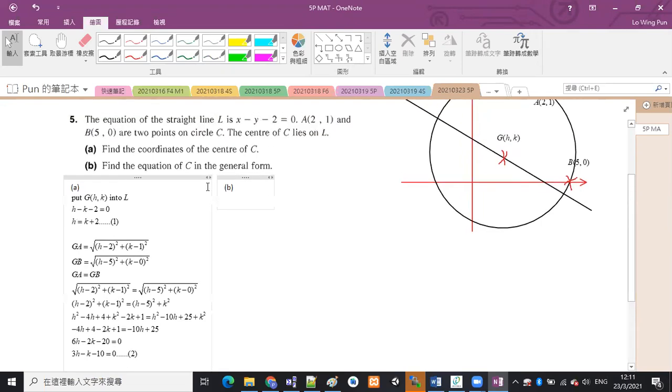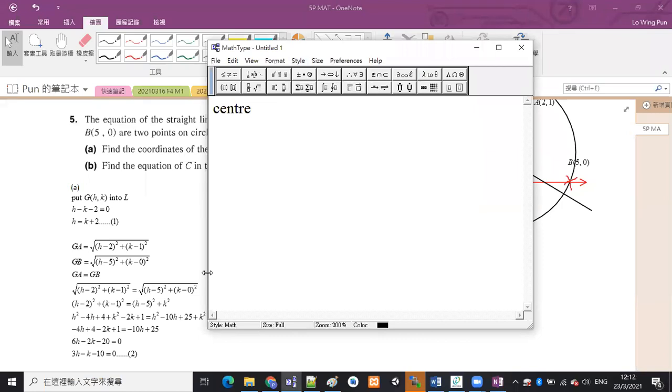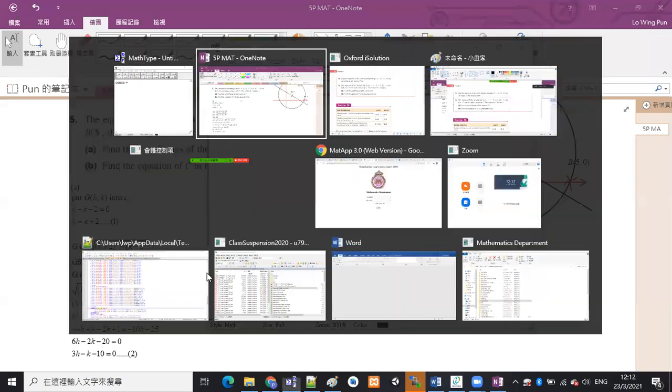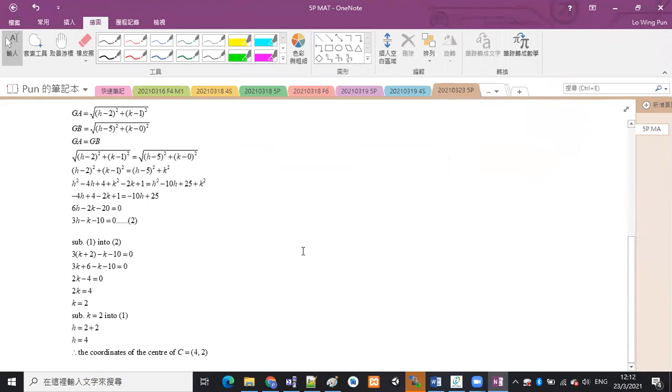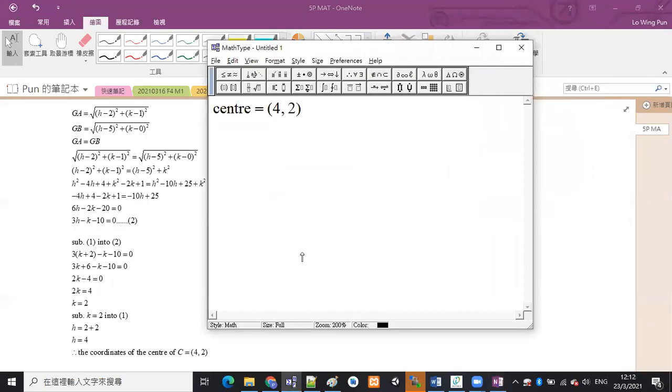Part B, find the equation of C in the general form. C is a circle, and we are going to find the equation of the circle. So, what do we need? In order to find the equation of a circle, we need the coordinates of the center and the length of the radius. But we have already found the center of the circle C. So, center is equal to HK, and that is 4, 2.